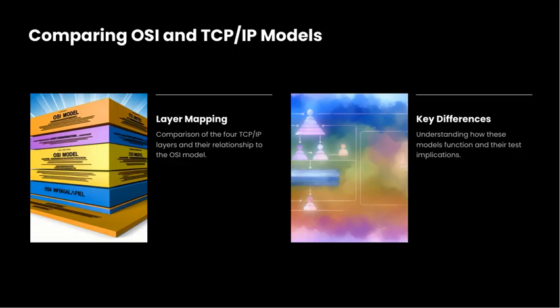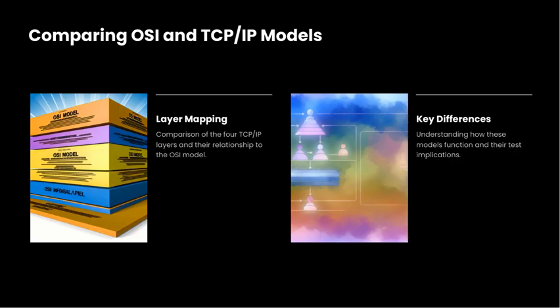Now, let's take a closer look at how the TCP/IP model compares to the OSI model. As you can see, the TCP/IP model has 4 layers, and each of these corresponds in some way to the 7 layers of the OSI model. Understanding this mapping is crucial because it helps us see how different protocols fit into the bigger picture of network communication.